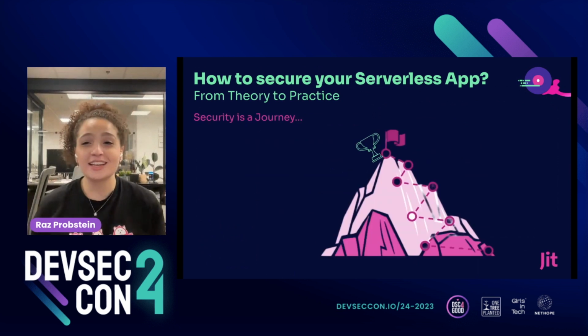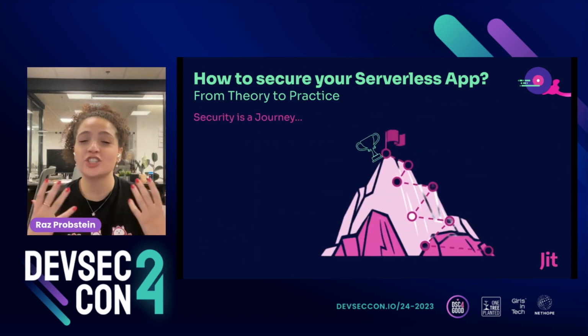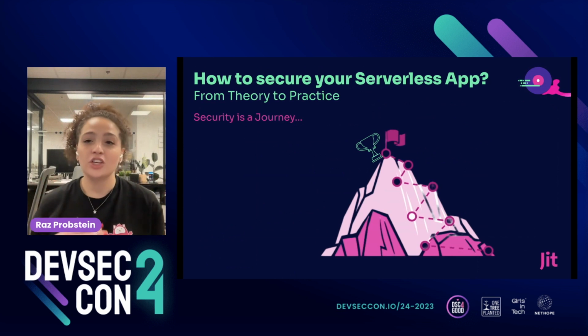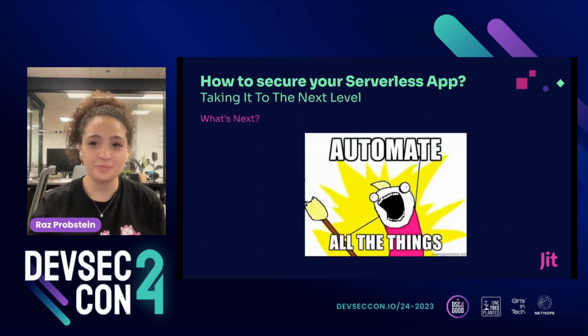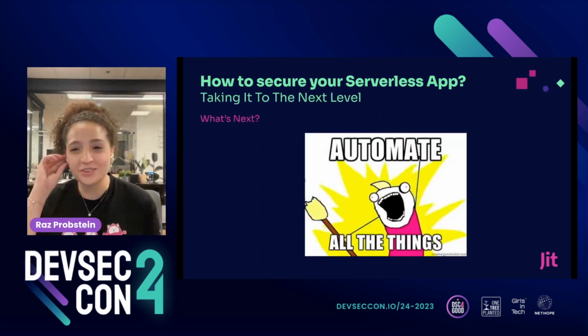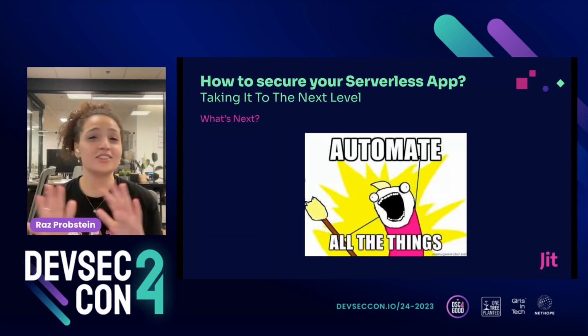Remember, security is not a one-time checkbox that you can just check. This is a journey. You need to continuously monitor your app and your environment. Now, if you really want to take this to the next level, then you have to automate.